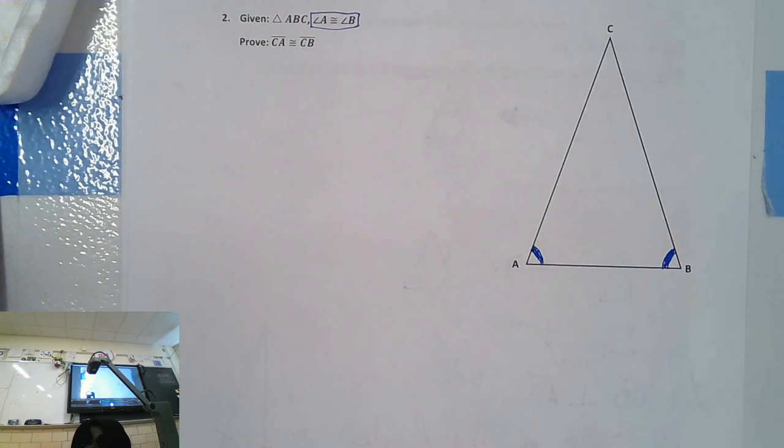Which side is between these two angles? No. We only got one side. So the triangle is angle angle side. By angle angle side. We're doing it by AAS, not by HL, right?